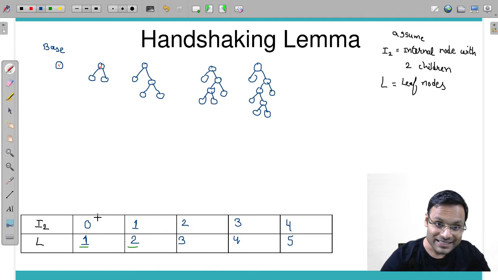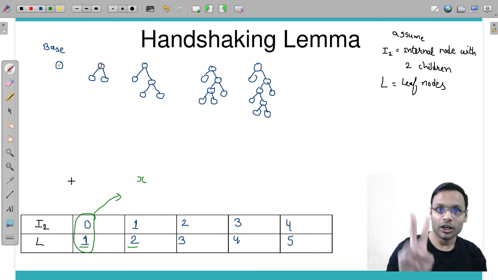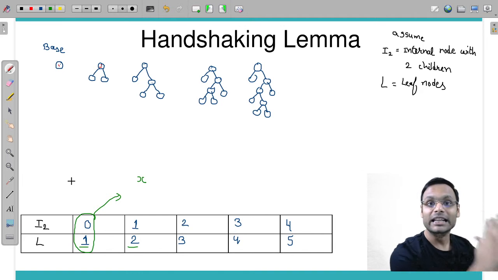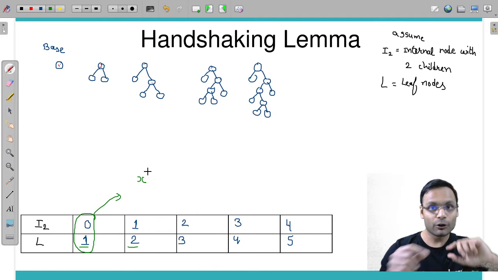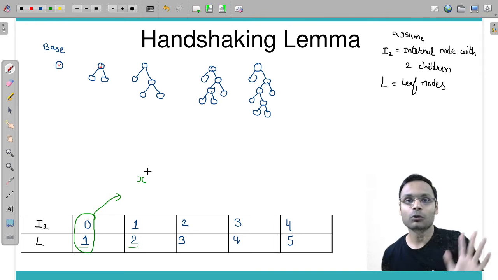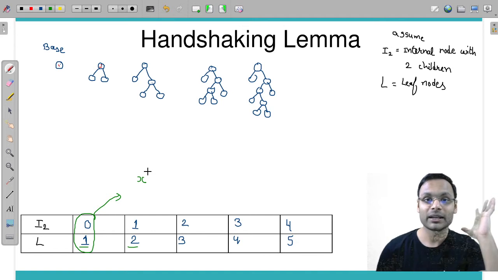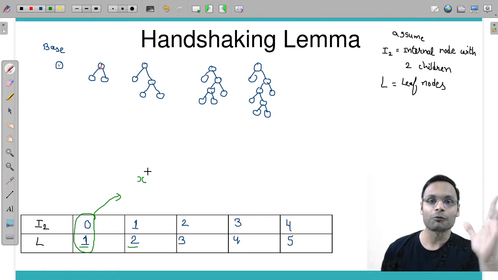So from this base case, if you are increasing x number of I2, x number of I2 means x number of internal nodes with two children, you will be having a total of x plus 1 leaf nodes. Why? In the base case you had 1 leaf node, and for every x you will be having 1 leaf node increased. You will be having this particular increment, 1 leaf node increased because of each internal node with two children.